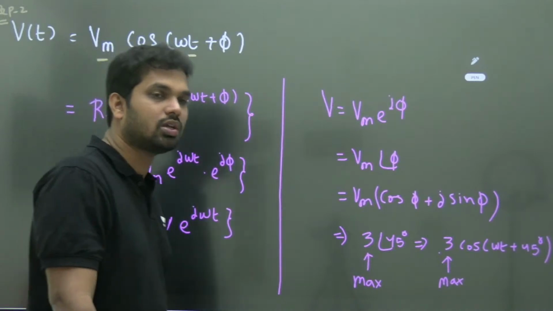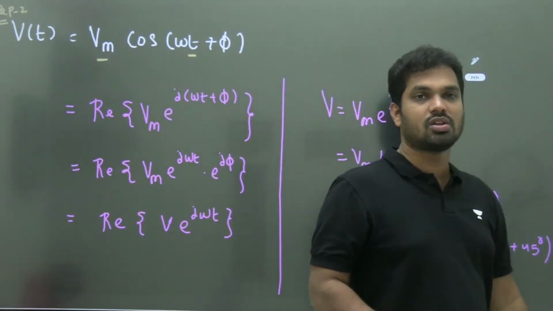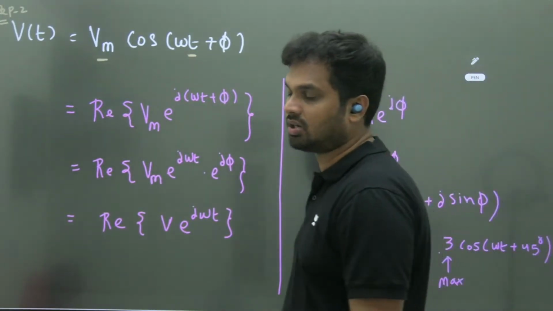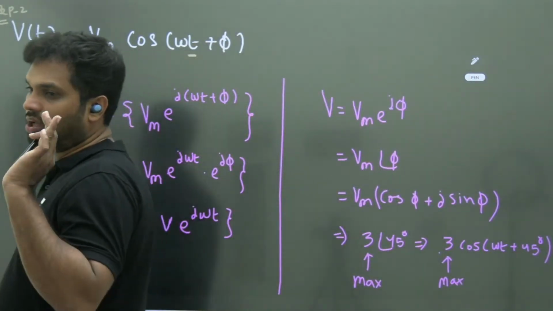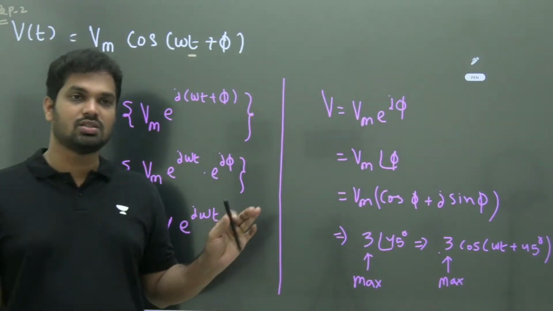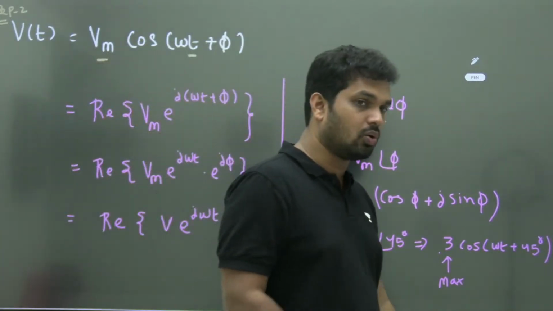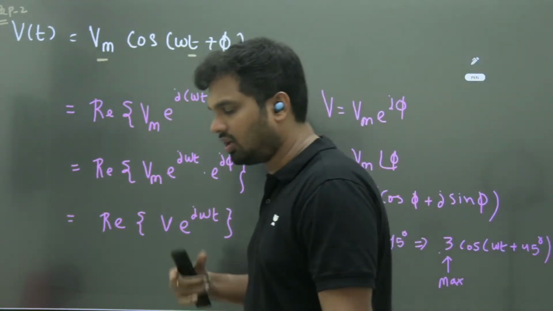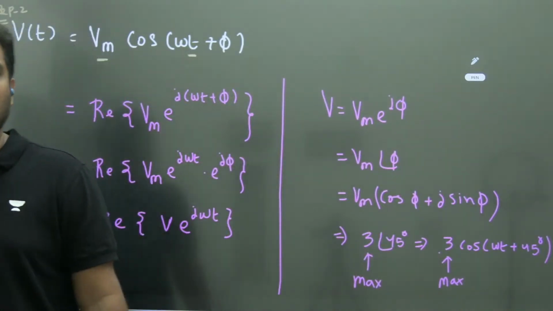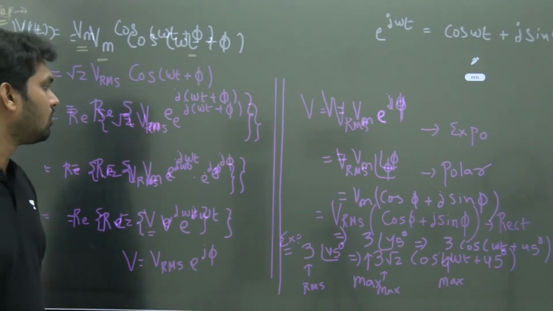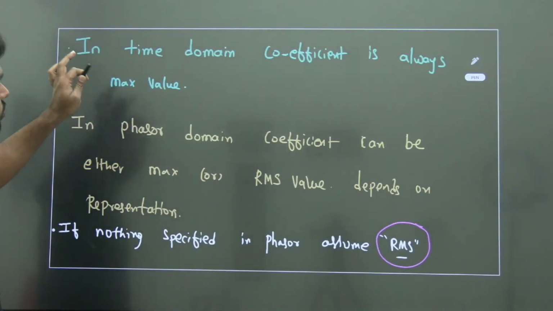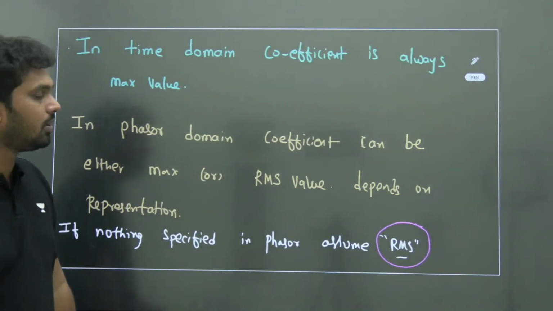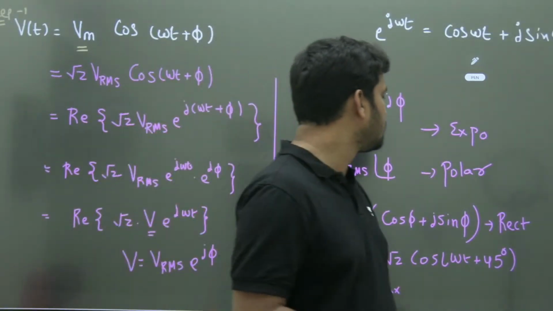Sir, there may be confusion, no? No. You know which representation you are following. When you write it in reverse, you should follow the same representation. If nothing is specified, assume the phasor domain coefficient is RMS and a cosine sinusoidal signal. When you have the question in both domains and you are converting and reconverting, it is your own choice. Whichever method you apply, you reconvert in the same way. But one rule you should compulsorily remember: in the time domain, the coefficient must be assumed as the maximum value only. In the phasor domain, the coefficient can be anything.